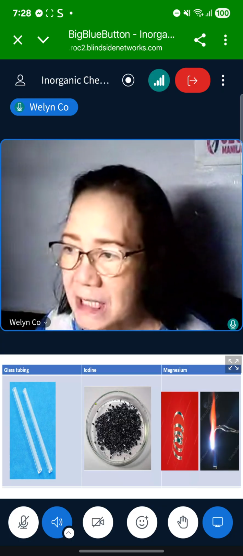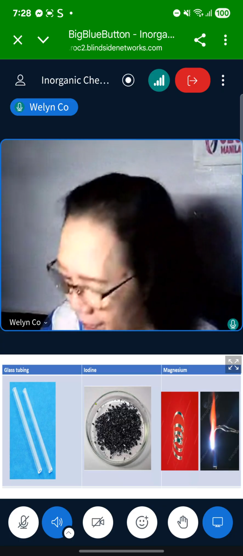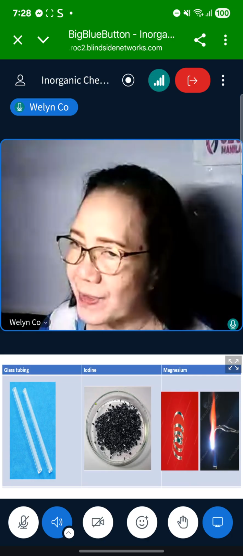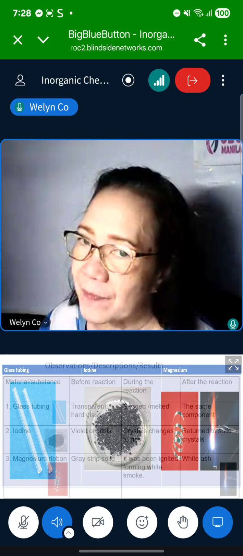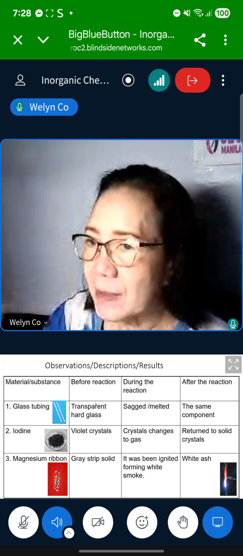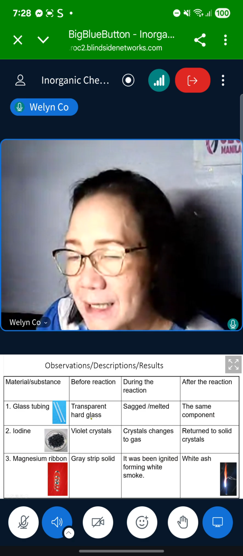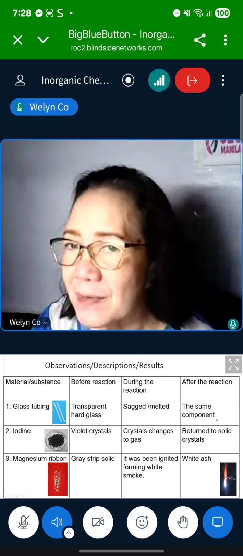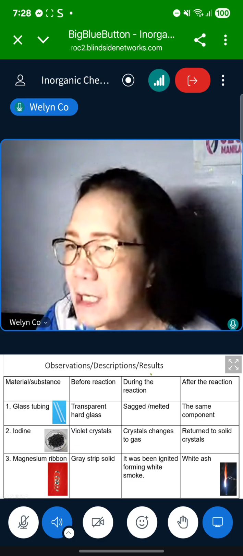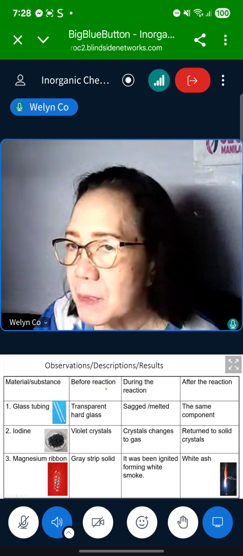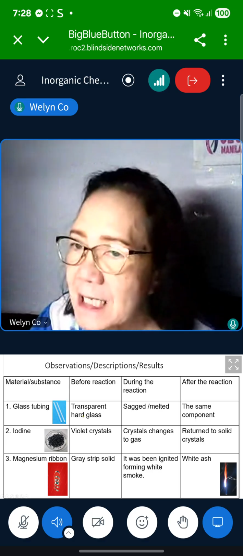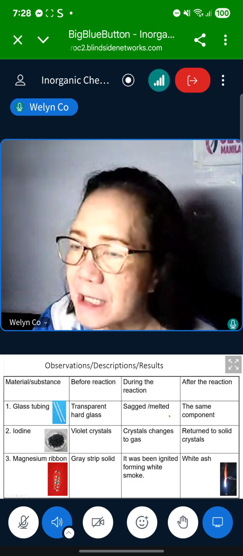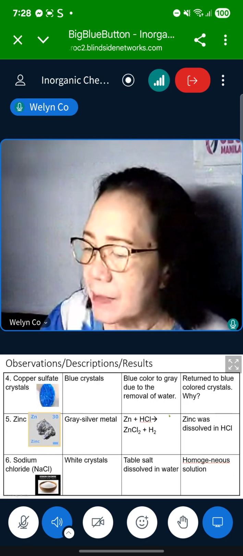These are the samples we used in our laboratory. You have your glass tubing, the iodine, the magnesium. Okay? Then, we have it. This is our glass tubing when we light it. So, before and after, this is their visible appearance or description. Before reaction, before heating, it is a transparent hard glass. During the reaction, after heating.